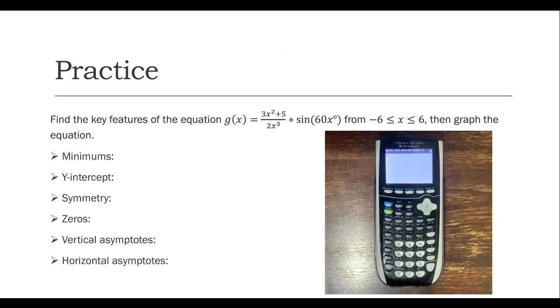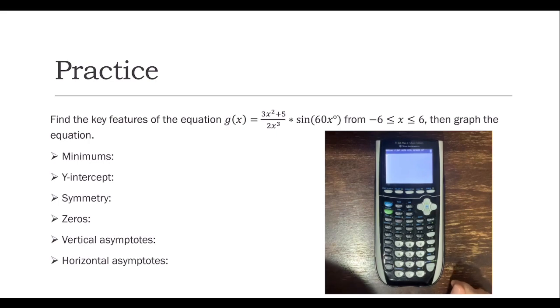So here we have our first practice problem. It says find the key features of the equation g of x equals (3x squared plus 5) over 2x cubed times the sine of 60x degrees, from negative 6 less than or equal to x, which is less than or equal to 6. Then graph the equation.